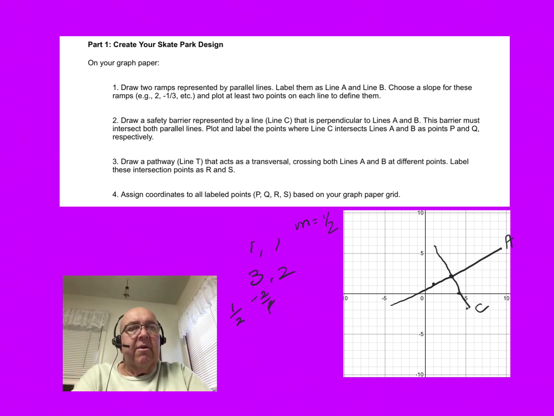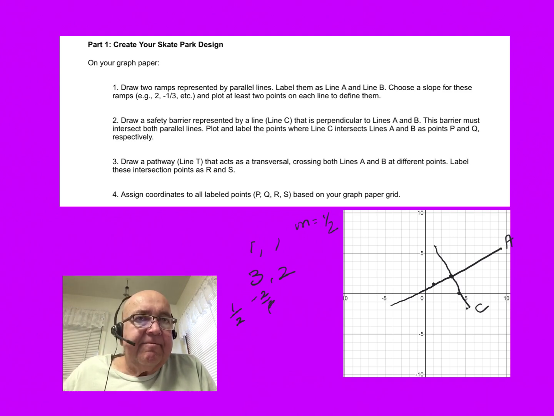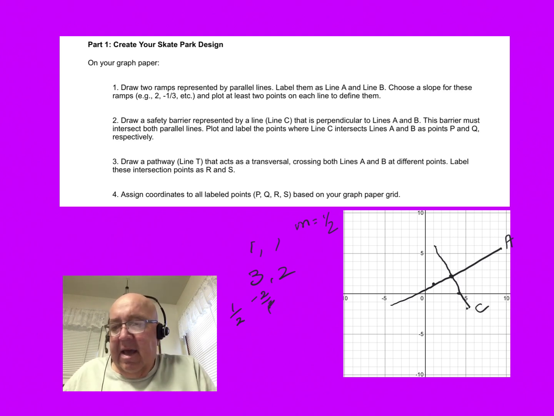Then we're going to draw another line that crosses both A and B, and those intersections are going to be R and S. So you're going to have four intersections labeled. Line C is your transversal, P is where it crosses A, Q is where it crosses B, R is where T crosses A, and S is going to be where T crosses B. So the transversal I did not draw, but you'll be able to work with that.